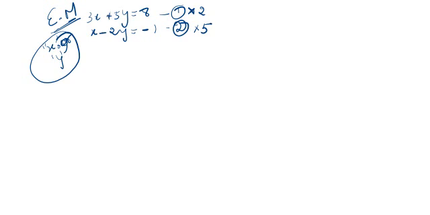Whereas if I want to eliminate x, I have to multiply this second equation with 3. This one I don't need to multiply at all because I've got a 3 there. So if I multiply equation 2 with 3, I can eliminate 3x. So let's do the elimination method for eliminating x.